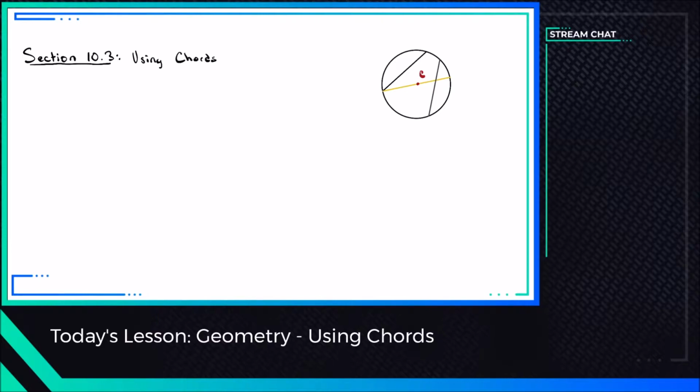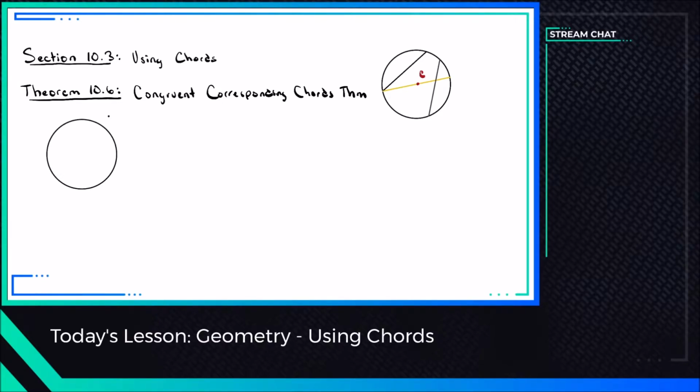And we're going to get today started off with a couple of theorems. By a couple, I mean three. And this first theorem we're going to call theorem 10.6. It is also known as the congruent corresponding chords theorem. And instead of writing out the theorems like we have been with all these different words, I feel like it's better, especially in this format, to just give a picture, tell you what it's going to be about, and move on.